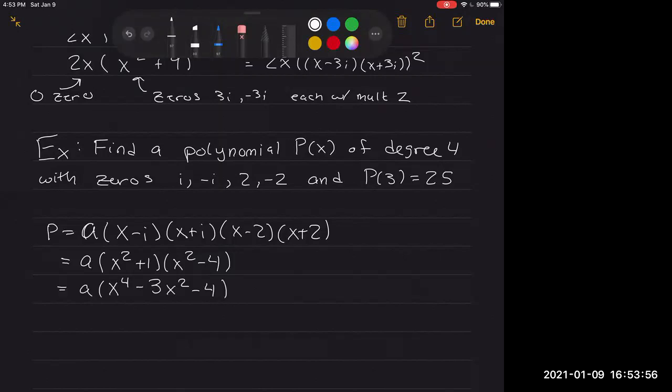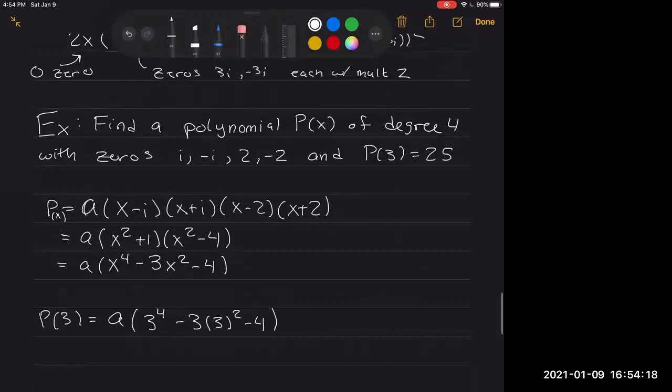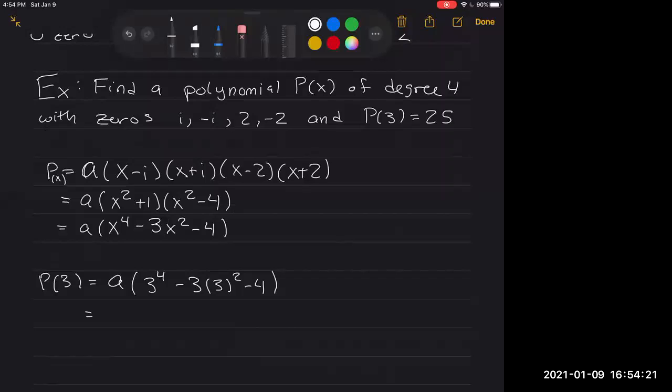So now we're going to plug in 3 for our x. So then P of x, P of 3, equals A times (3 to the 4th minus 3 times 3 squared minus 4). And this will equal A times, if you do this math out quickly, you will see that this is 25. I'm sorry, that this is 50.